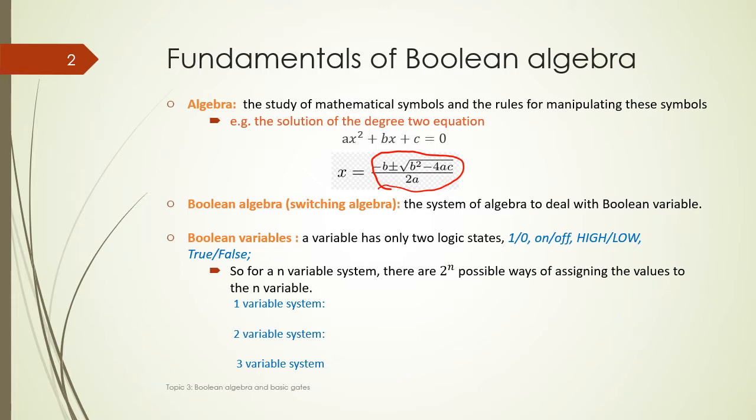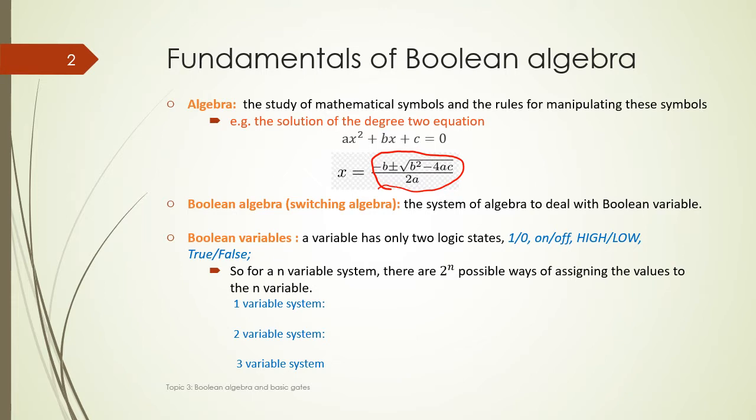And a Boolean variable is a special variable that has only two logic states, either low or high, or 0, 1, on, off, true, false. Yeah, you can express it in different ways, but it only has two values. That's important. And for an n-variable system, there are 2 to the power of n possible ways of assigning the value to the n variables.